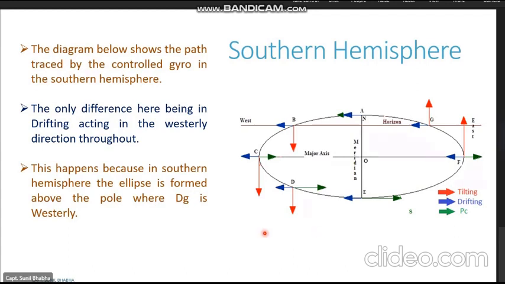In this diagram, you see the path which will be traced by the controlled gyro in the southern hemisphere. The only difference in the forces which you see here is the difference in the drifting vector. The drifting vector is acting in the westerly direction. When you are in the southern hemisphere, the entire ellipse is formed above the pole, and above the pole the drifting is westerly. So that's why you see the drifting vector, the blue color vector, acting in the westerly direction at all the points. So we are not going to go deeper into the explanation in the southern hemisphere.